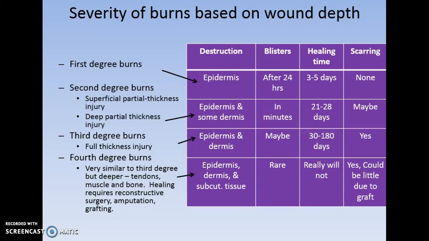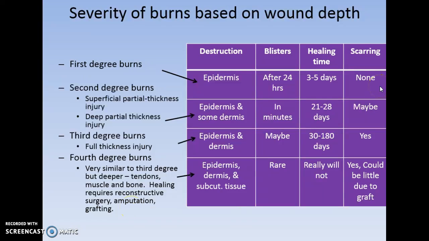And with the fourth-degree burn, it says that it really will not heal, but that's not to say that the wound itself won't close over. What it means is that the tissue is not going to appear back to its original state. So that's why you have the reconstructive surgery, amputation, and grafting.